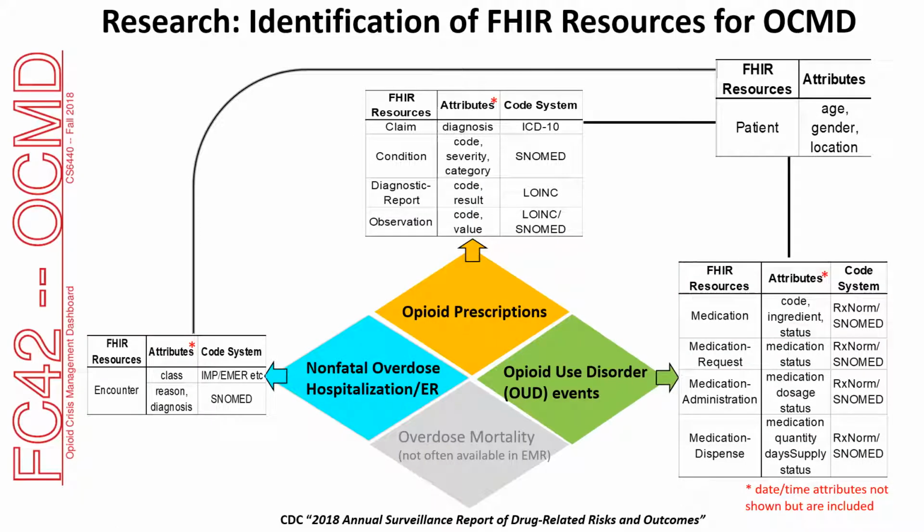Based on our research, we decided to focus on three data types that are used by CDC for drug surveillance, which are prescriptions, disorder events, and overdose hospitalization or ER visits. Here are a few snapshots showing the FHIR resources that provide such information with their key attributes. They also cross-reference with the patient records so that we can obtain a demographic view of the data. These resources are confirmed with our external mentors.